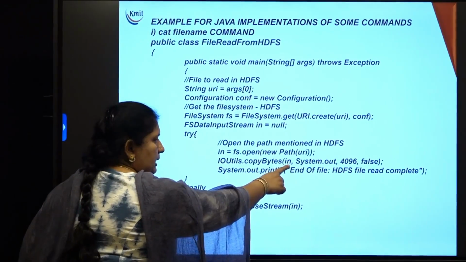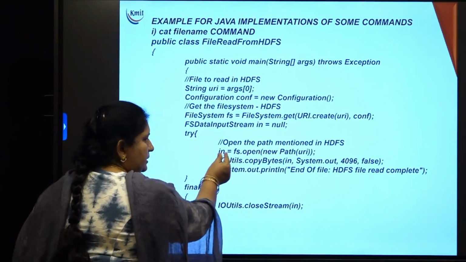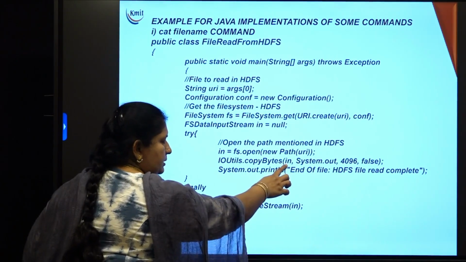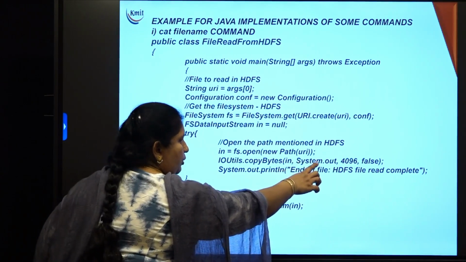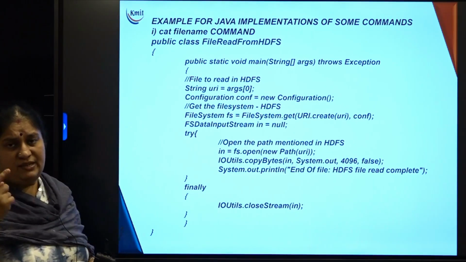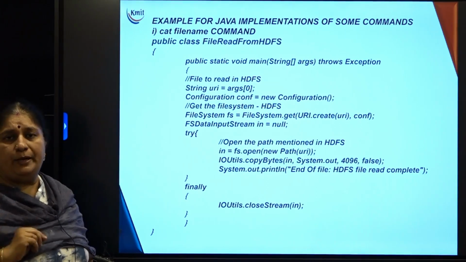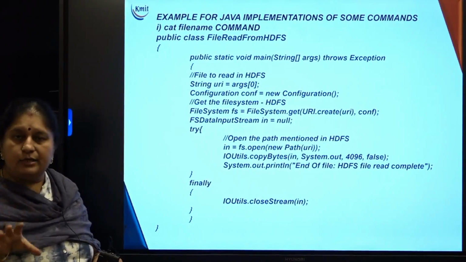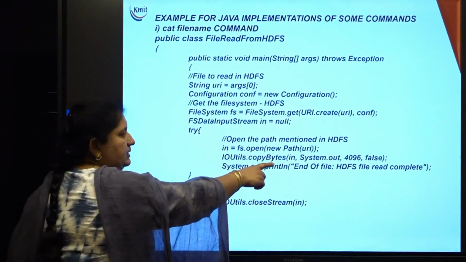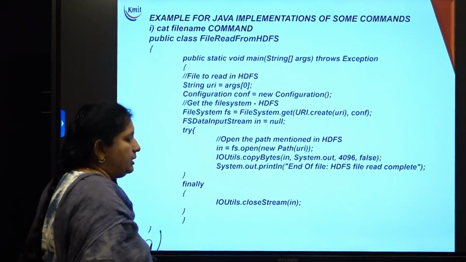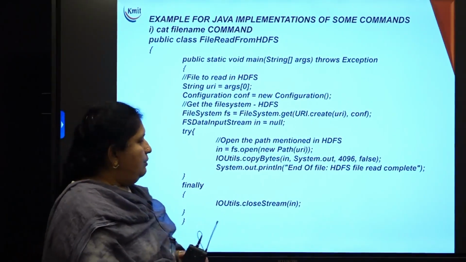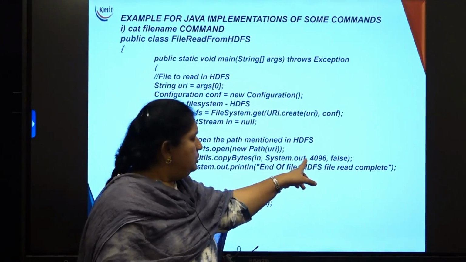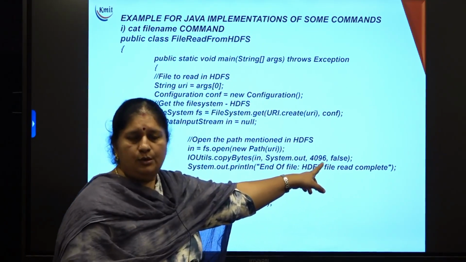If you see, in stands for the file which is associated with the input stream. Where should I copy? This is the source. Where should I copy? System.out. If you specify another file name, the output will be copied into another file. If I have used System.out, it will display the contents onto the screen. So you are specifying the destination as System.out. Then what is the next thing? 4096. At a time, how many characters or how many bytes do you want me to take from the file? False. Don't close the file.